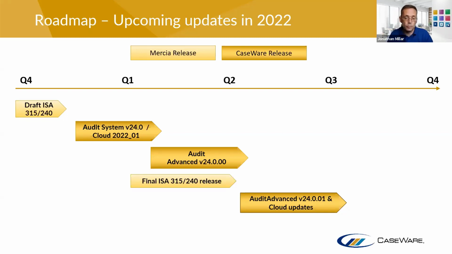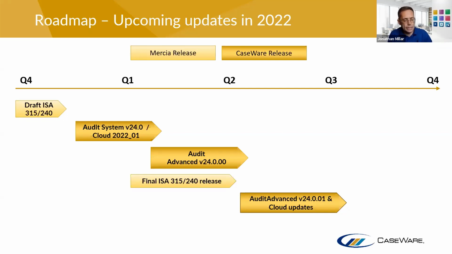And again, that's been brought forward because they are aware of the importance of ISA 315 for all audits throughout the world. So we can see that we're a lot further ahead than perhaps we were with the ISA 570 stuff at the end of last year. And so we will be putting that through our cloud products, our AuditAdvanced products, over the year.